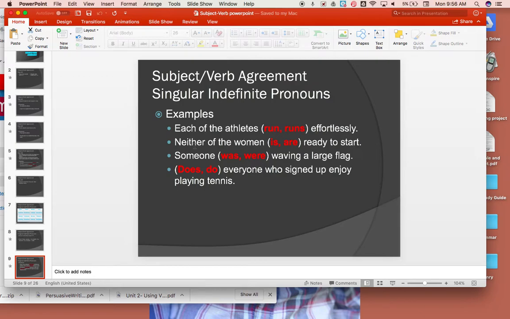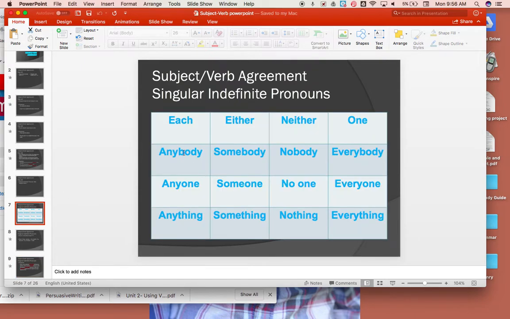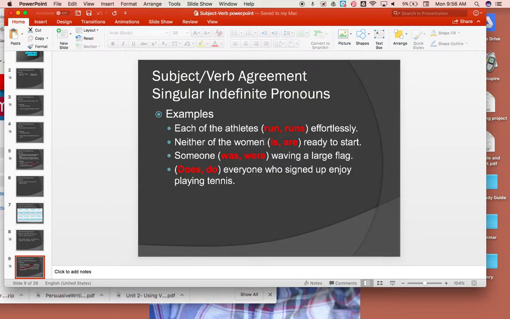Okay, look at this one. Neither of the women. I'm going to put of the women in parentheses. That's a prepositional phrase. And my subject is neither. I'm going to look at my chart, and my chart tells me that neither is singular. So I'm going to choose the singular verb, which is. Someone. Okay, well, I already remember one. One is singular, so I'm going to choose a singular verb, was.